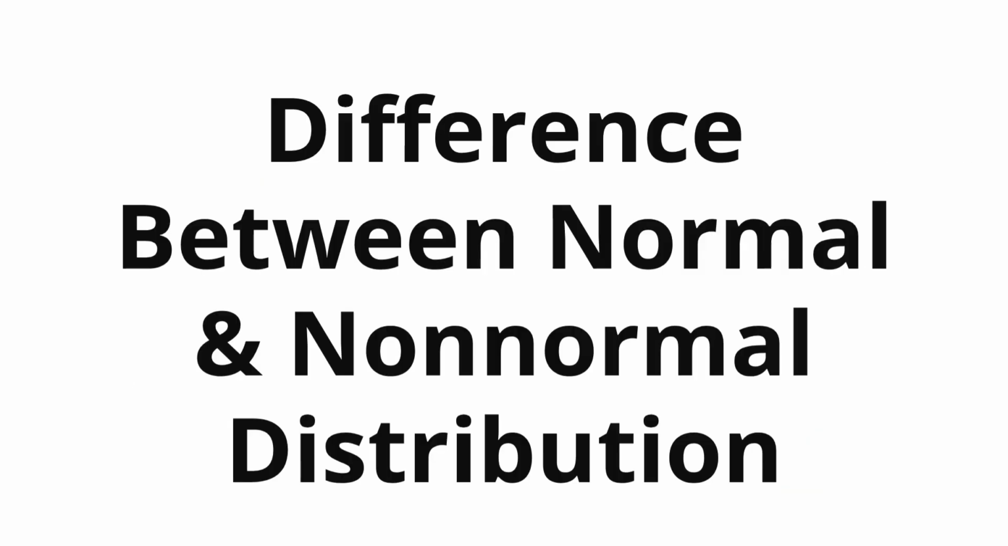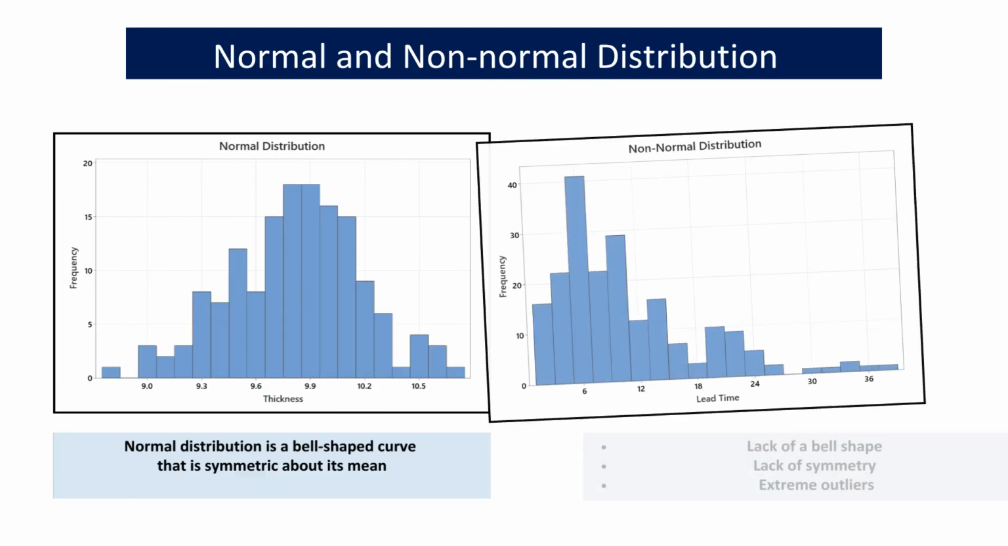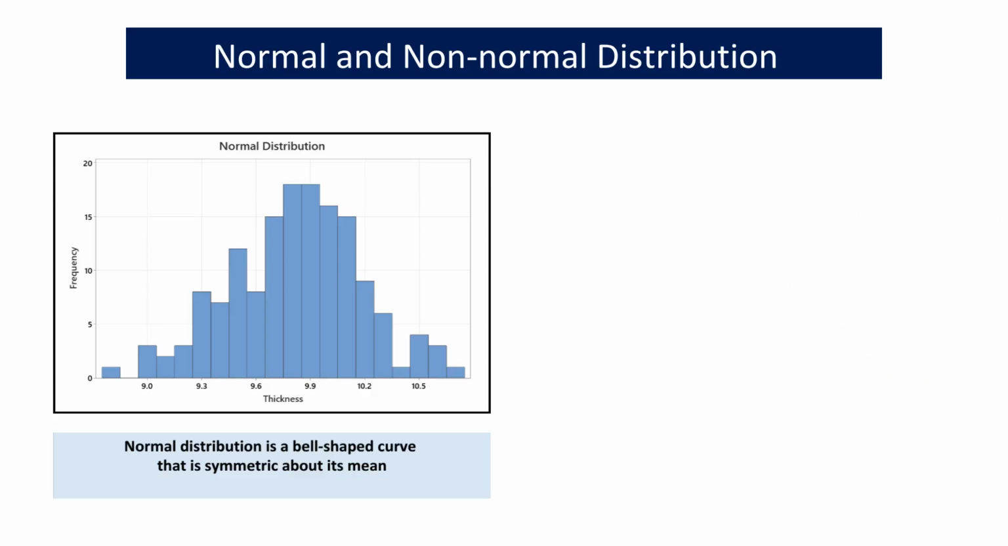Difference between normal and non-normal distribution. The normal distribution is a bell-shaped curve that is symmetric about its mean. The data points are clustered around the mean, with fewer data points at the extremes. The non-normal distribution lacks a clear bell shape and symmetry. There are more extreme outliers, with data points spread out more unevenly. The distribution is skewed and lacks the symmetry of the normal distribution.